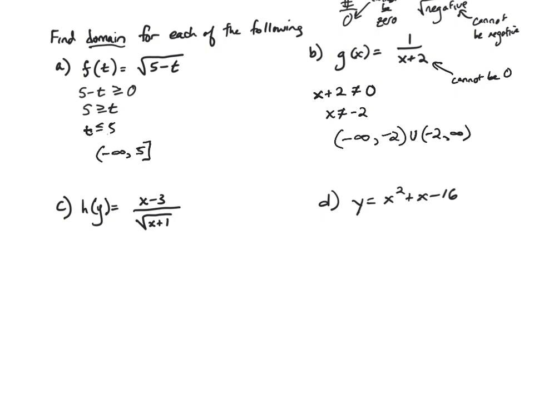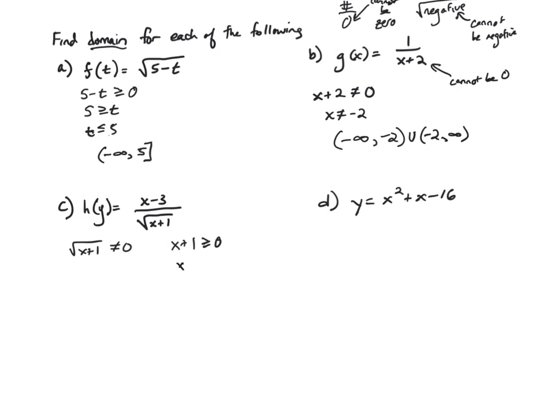All right, let's skip ahead to part C. For part C, we have 2 different issues. One is that the square root of x plus 1 cannot be 0. And the other is that the x plus 1 cannot be negative. In other words, has to be greater than or equal to 0. So this sort of combines my 2 A and B sort of issues.